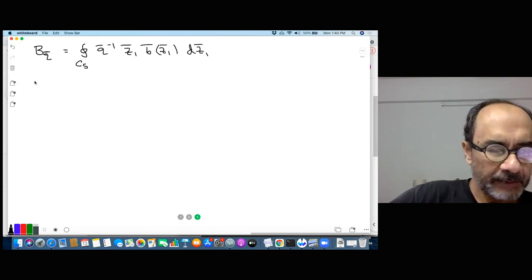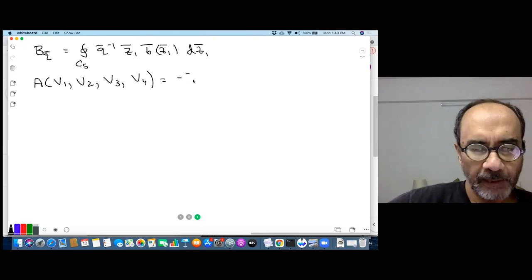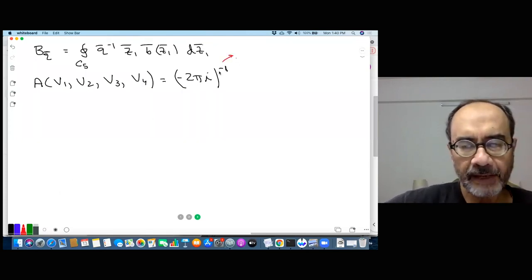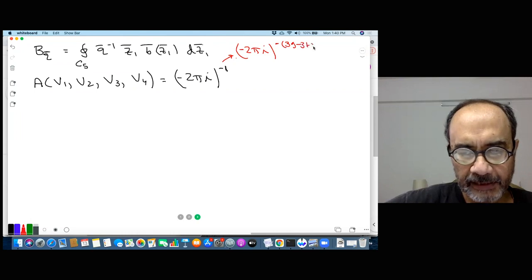So with this, we can now write down the expression for the amplitude. So this is the integral, minus 2 pi i inverse. Let me remind you, this came from a factor in omega, the differential form, which had a minus 2 pi i to the power minus 3g minus 3 plus n. Here g is 0 and n is 4.